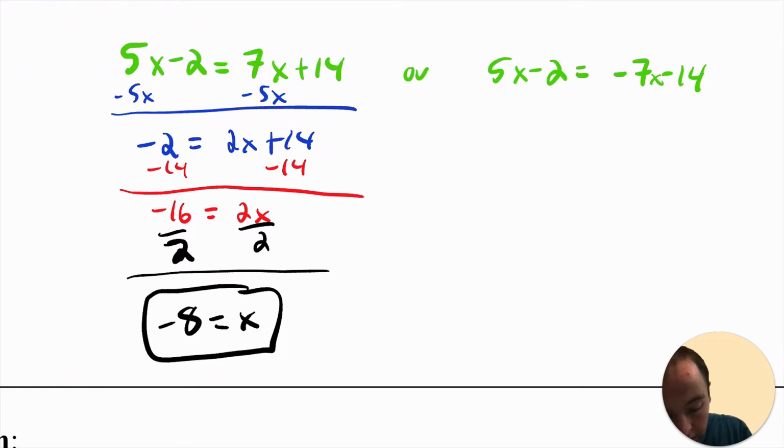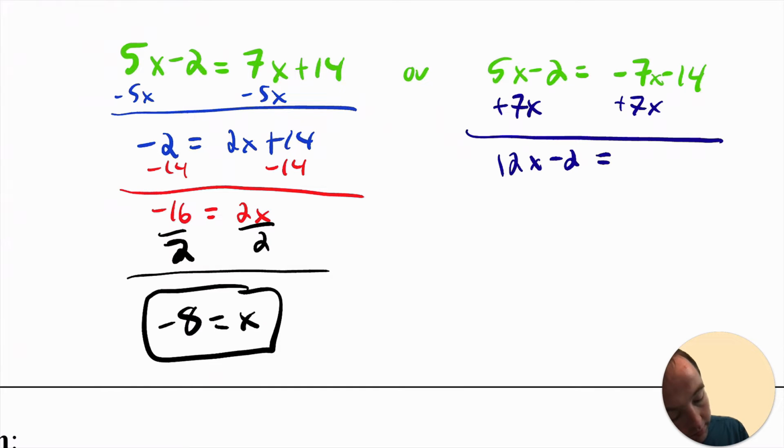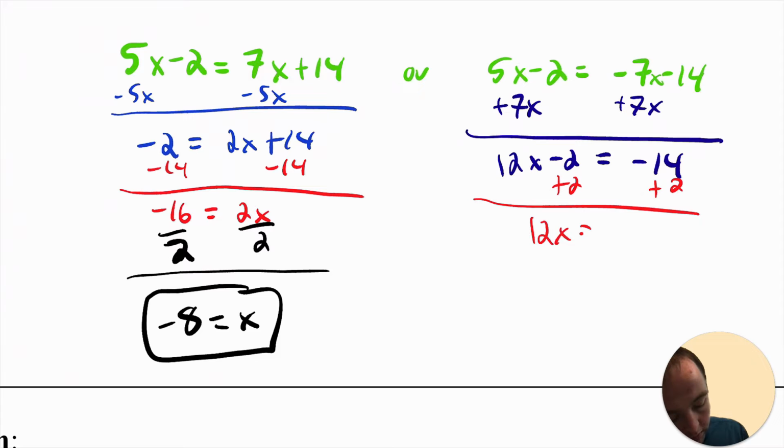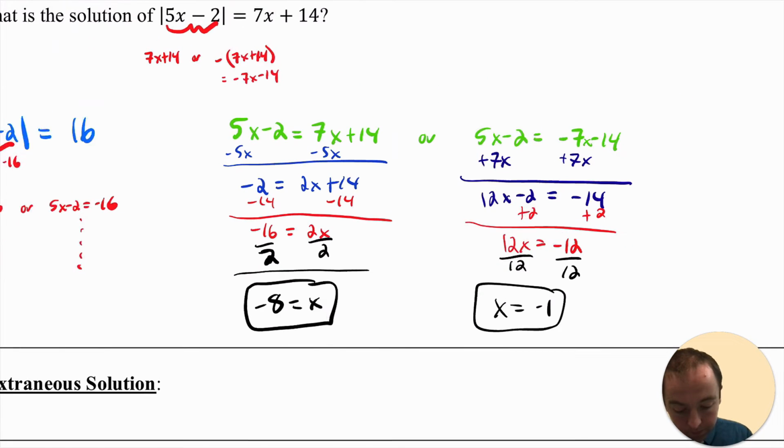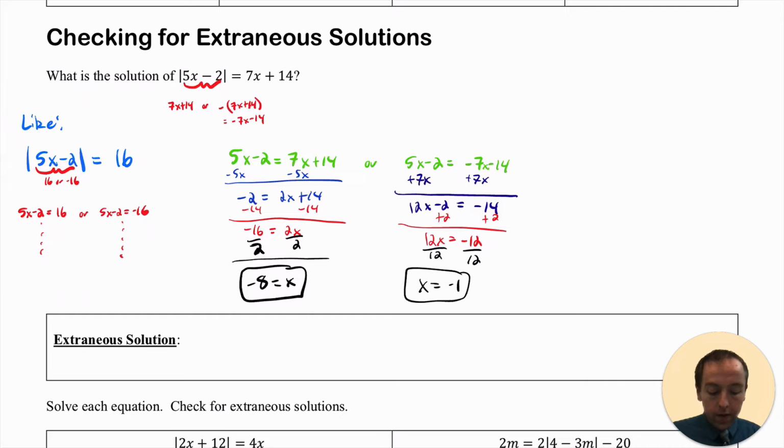And then we'll go to the other equation. So in the other one, how about if we add 7x? And then that gets us 12x minus 2 equals negative 14. And then from there, let's go ahead and add the 2, so we get the x term alone. It's going to get us 12x equals negative 12, and then finally we can divide by 12, and that's going to give you an answer there of negative 1 for x. Okay, so we came up with answers, right?